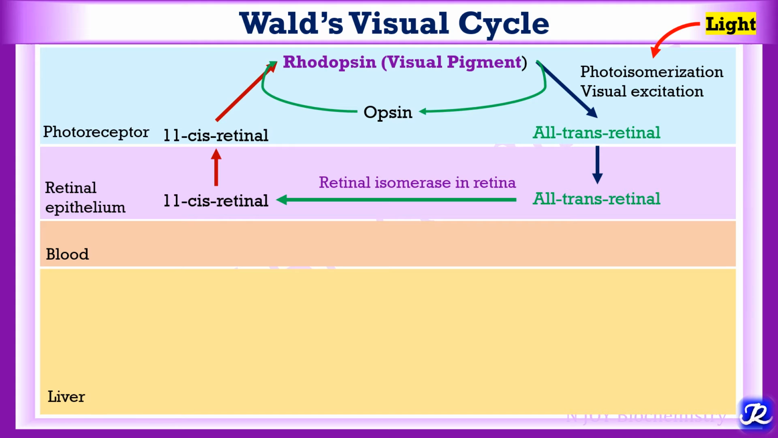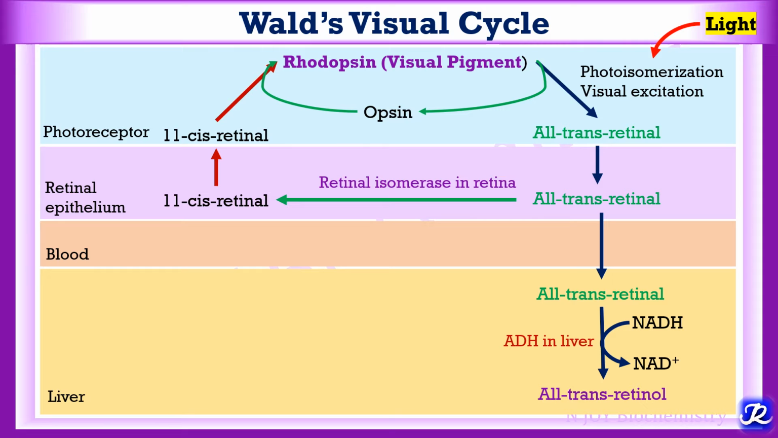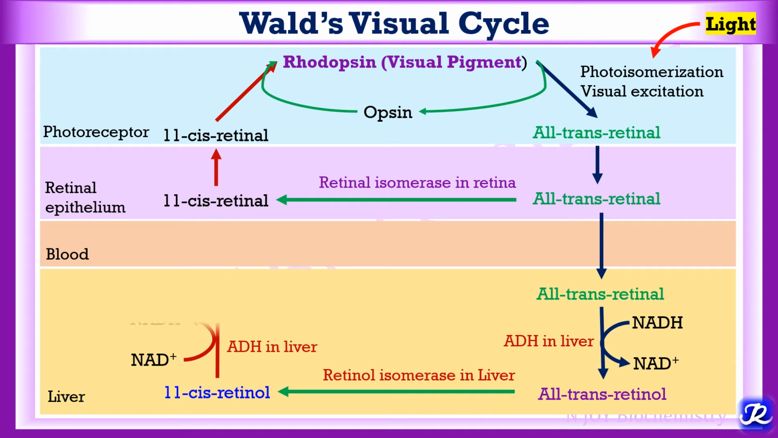And most of the all-trans retinol is transported through circulation to the liver, where in the liver this all-trans retinal is reduced to all-trans retinol by the action of enzyme alcohol dehydrogenase. This is a zinc dependent enzyme. Now this all-trans retinol can be isomerized to form 11-cis retinol in the liver by action of enzyme retinol isomerase. Further, this 11-cis retinol can be oxidized to 11-cis retinal by the action of enzyme alcohol dehydrogenase in the liver.